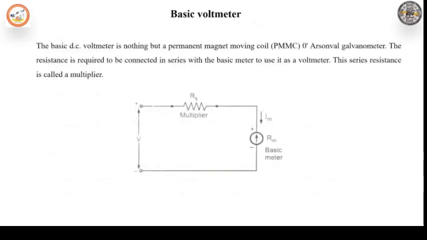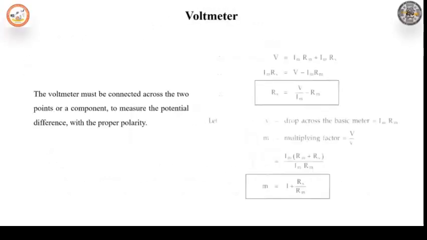So this is the basic voltmeter. You're looking at the diagram. You can see the multiplier which is connected in series with the basic meter. The basic DC voltmeter is nothing but a permanent magnet moving coil, d'Arsonval galvanometer. The resistance is required to be connected in series with the basic meter to use it as a voltmeter. So this resistance is called what? Multiplier. Coming to this voltmeter, this is how we can calculate using the relations how Rs can be calculated, how multiplying factor m can be calculated.